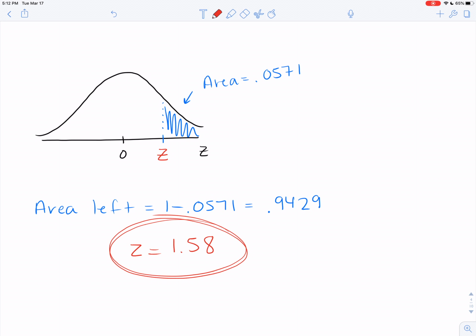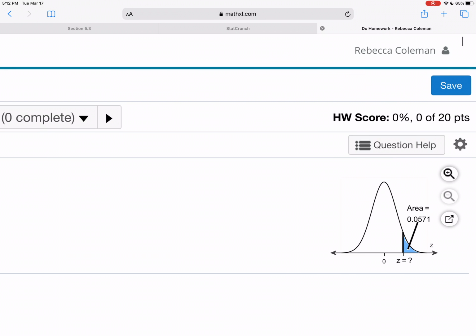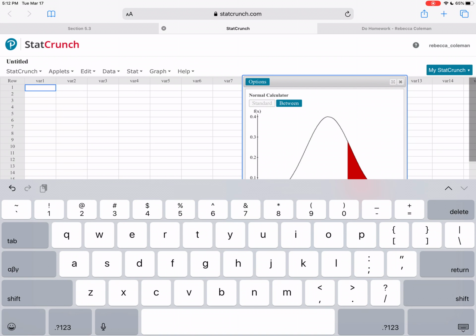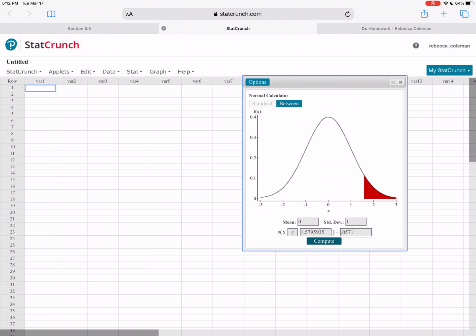And again, if I want to use StatCrunch for this, then I would make sure that I've converted to an area right, that I've made this greater than, and that I put in the area to the right of that equal sign. And because I switched this to greater than, I can put in the area to the right at 0.0571 and then round it to 2 decimal places. There's my z-score of 1.58.